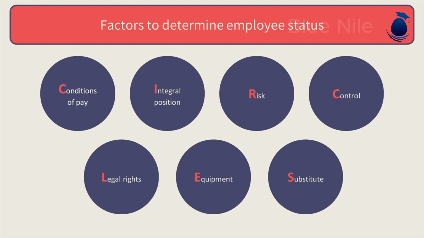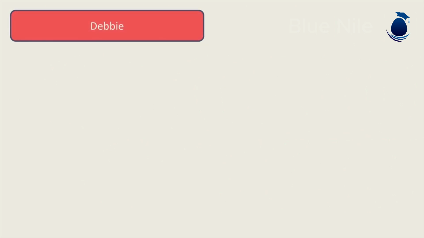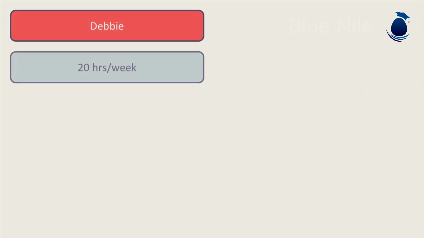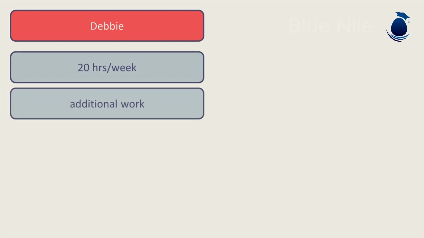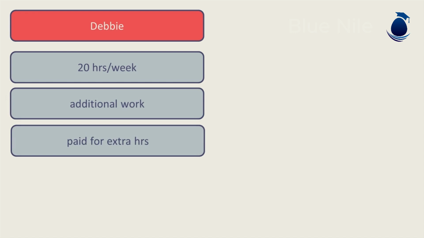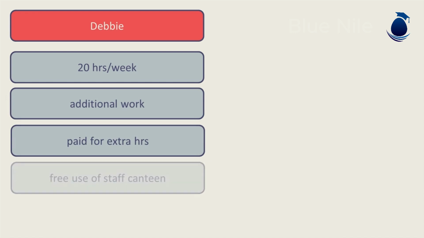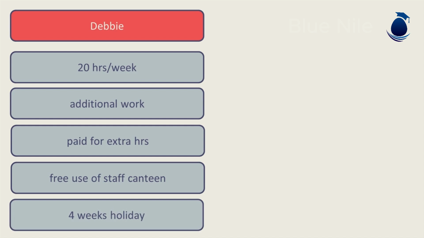Without spending too long discussing each, what we're trying to assess is whether the overall terms look like a business relationship rather than an employment one. So let's think about it in terms of some typical situations. Let's consider Debbie first. She works a minimum of 20 hours a week, but often has more work to do than can be completed in that time. Her employer pays her for any extra hours worked. She is entitled to use a staff canteen free of charge and to take 4 weeks holiday a year.